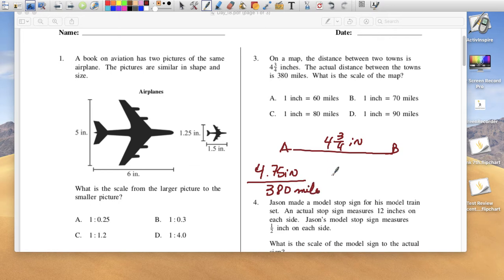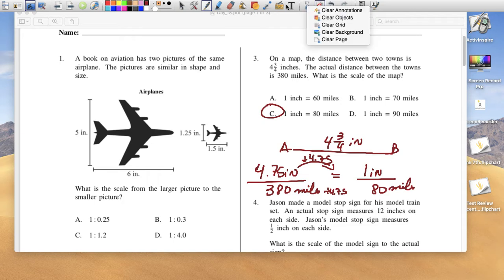So that's the relationship we know. But we want to find out what 1 inch is, right? So every inch. So how do I get that? I can divide by 4.75 and divide the bottom by 4.75. So 4.75 divided by 4.75 is obviously 1 inch. And then the bottom, 380 divided by 4.75, you get 80. So every inch on that map equals 80 miles. Answer is C.